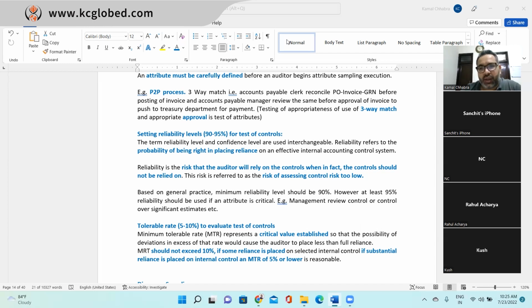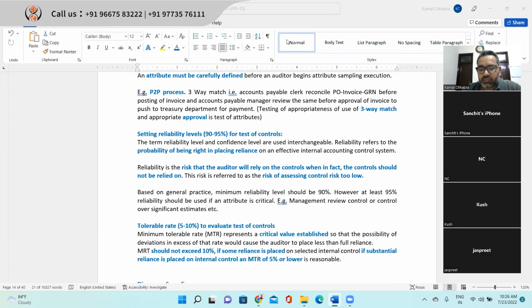If you cannot rely more than 90% on the control, the chances are high that you will end up not relying on the control. So you are not required to go for control testing if you have a doubt for more than 10% that the control may not be effective, right? Make sense? The terms reliability level and confidence level are used interchangeably, and reliability refers to the probability of being right in placing reliance on the effective internal accounting control system, right?